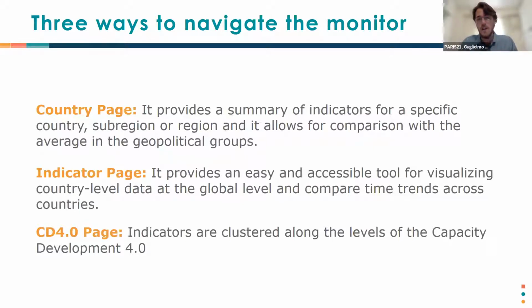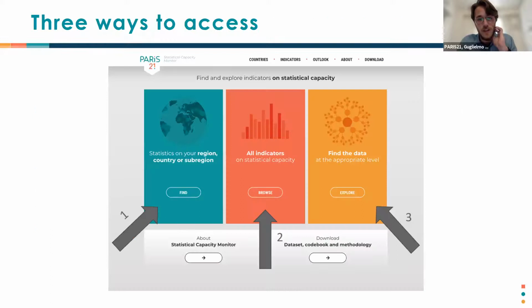Thanks. The next slide provides a snapshot of the home page of the monitor that we will practice later on together, but this is just to have a visual inspection of these three different ways. So from the left to the right, you have the so-called country page in green, where you can choose a country, then the indicators page, where you can scroll and pick the indicator you're interested in, and finally the CD 4.0 structure, to go through the indicators.